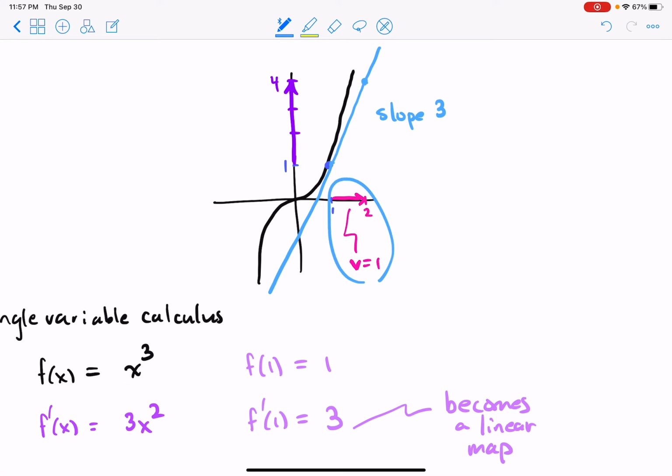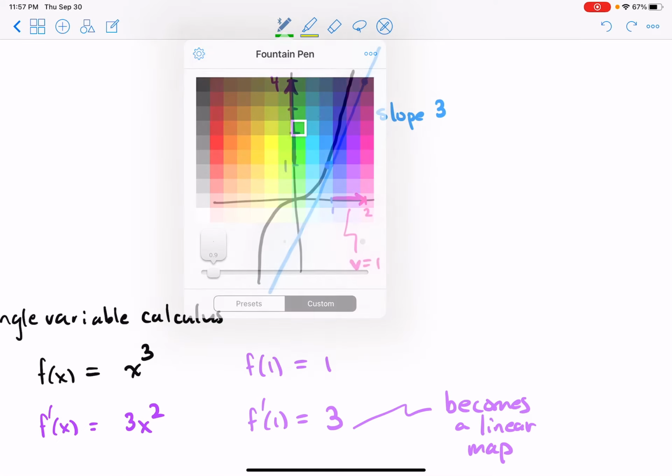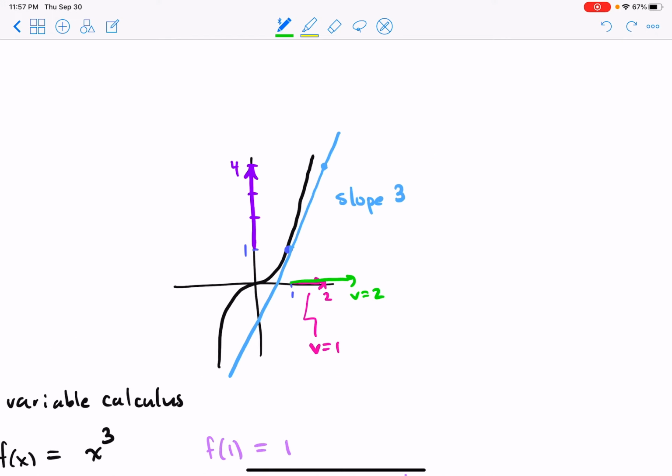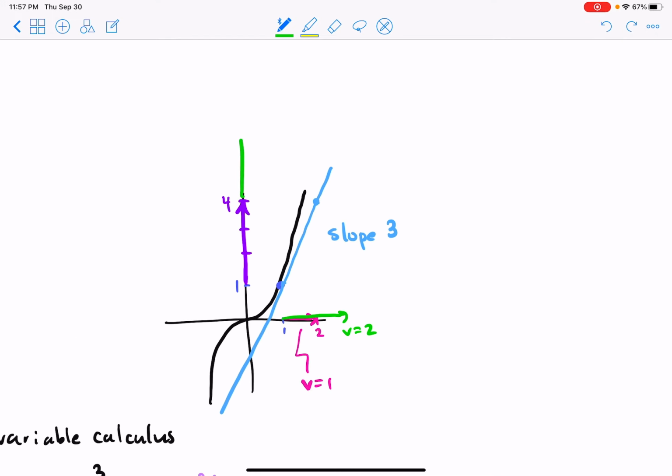And so a change in the input produces a change in the output, and it's a linear change because, for example, if I double my change and I move v equals 2, so instead of v equals 1 I doubled it, then my output change should also double. It should move now 6. It shouldn't move 3, it should move 6. So now, I started at 1, I moved 6, so I'm all the way up at 7.